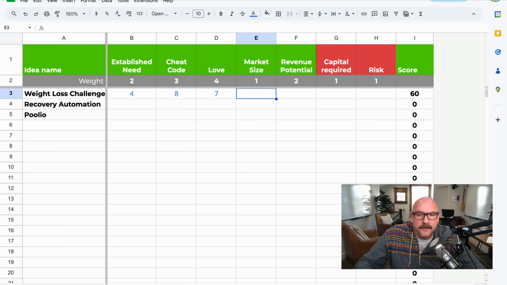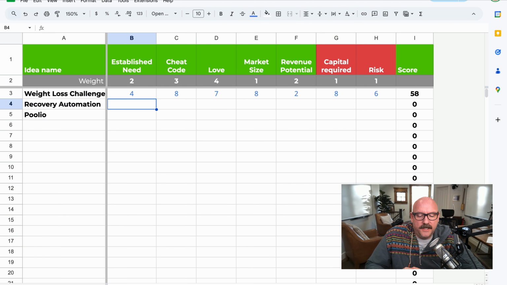Market size is pretty large. There's a lot of people in the world that struggle with weight. So I'd give this an 8. Revenue potential, I think it's going to be pretty low. It's probably a 2. Capital required is pretty high because it's software, so it's probably an 8. And risk is pretty high because it's not an established need. So maybe I'd give this like a 6 risk.